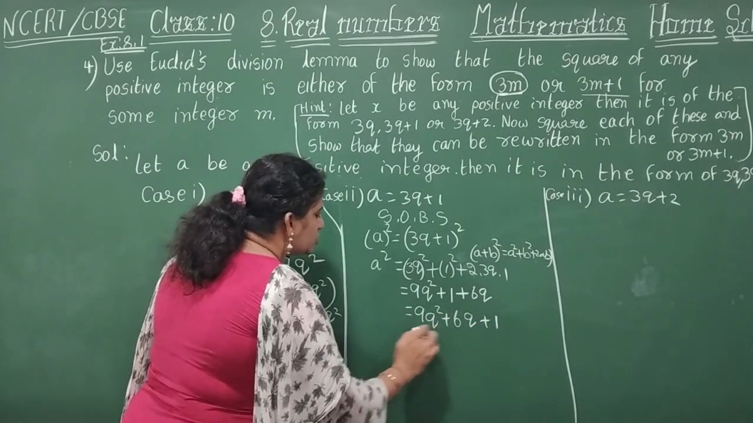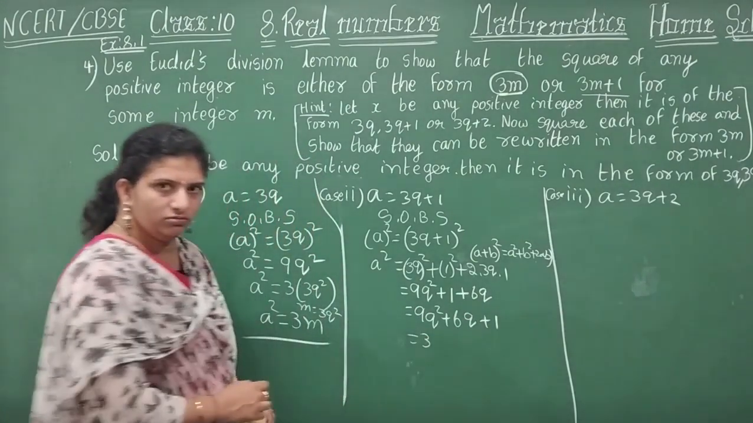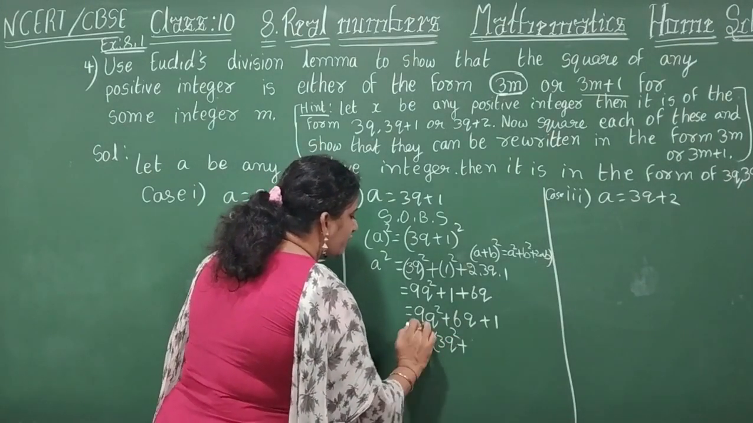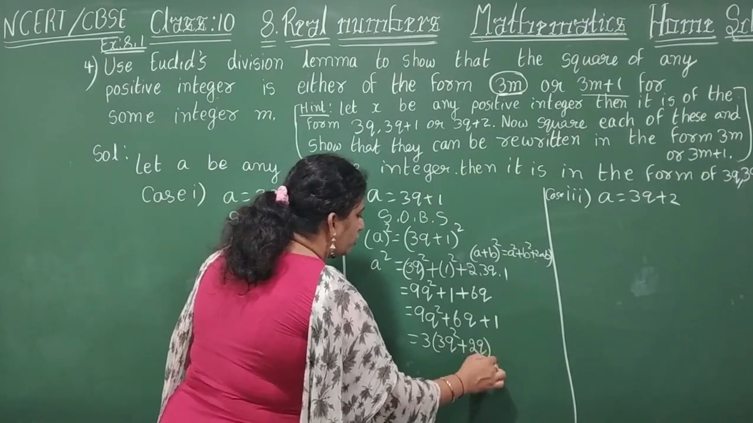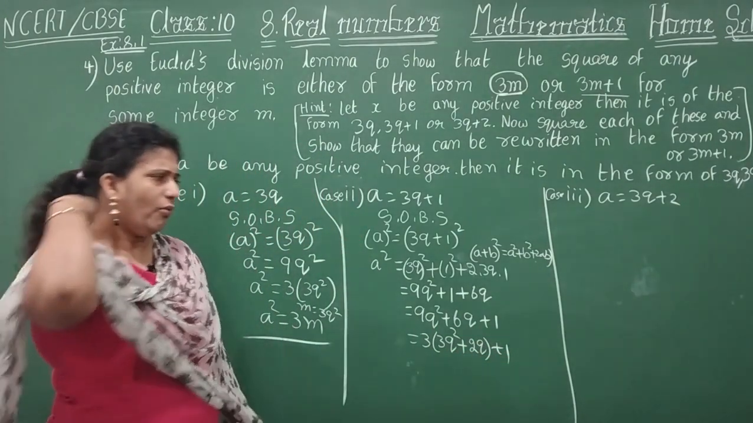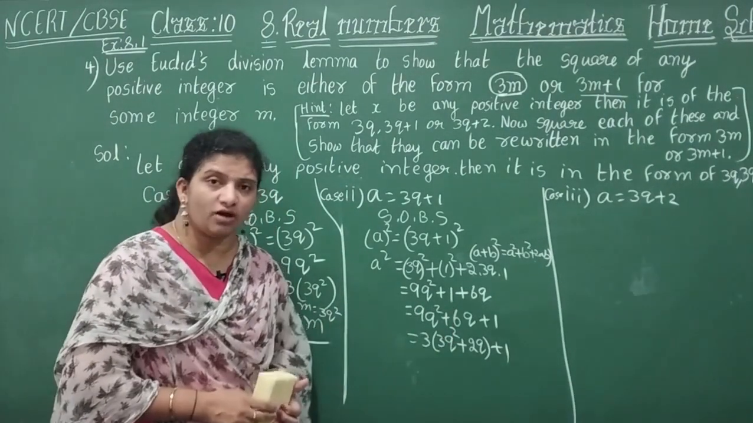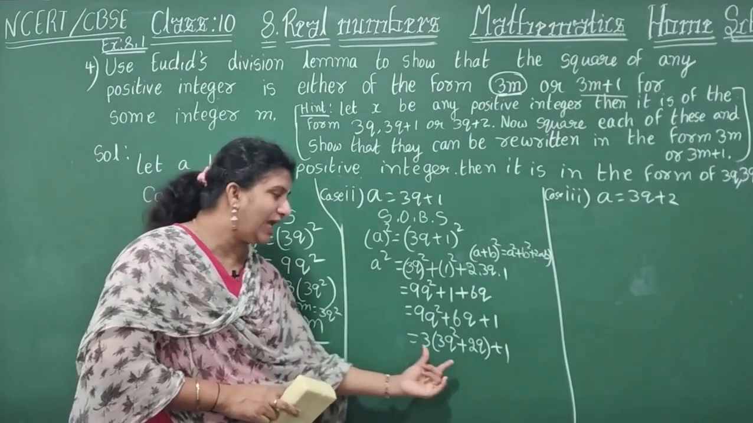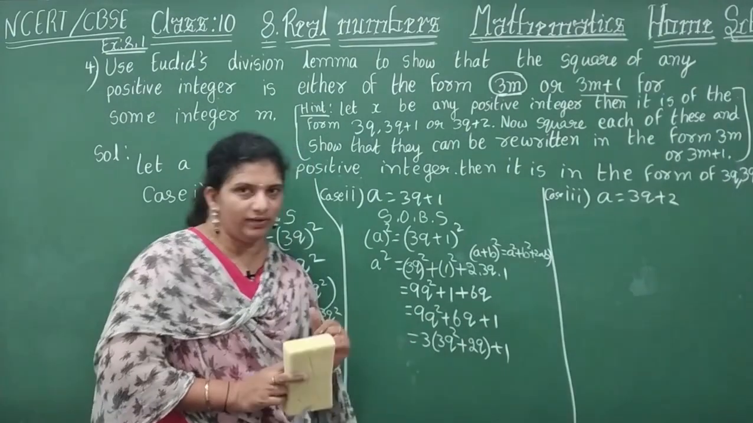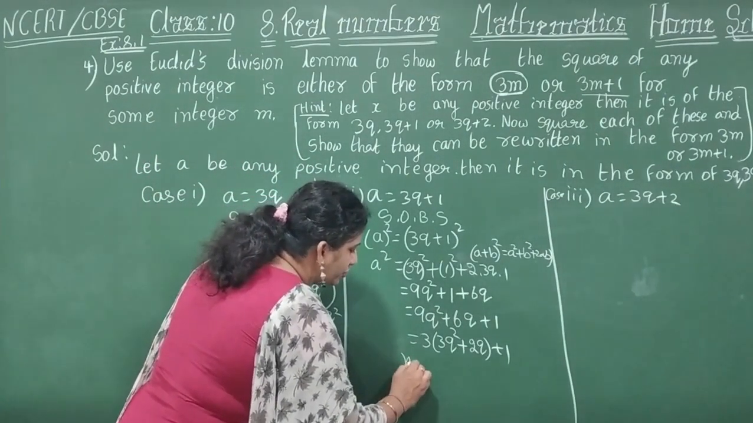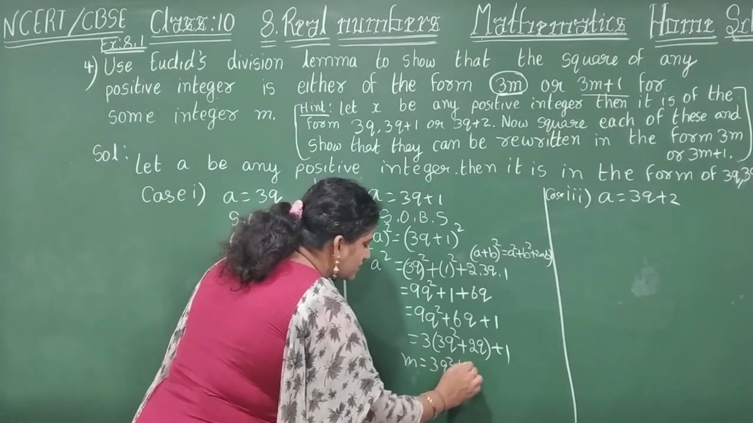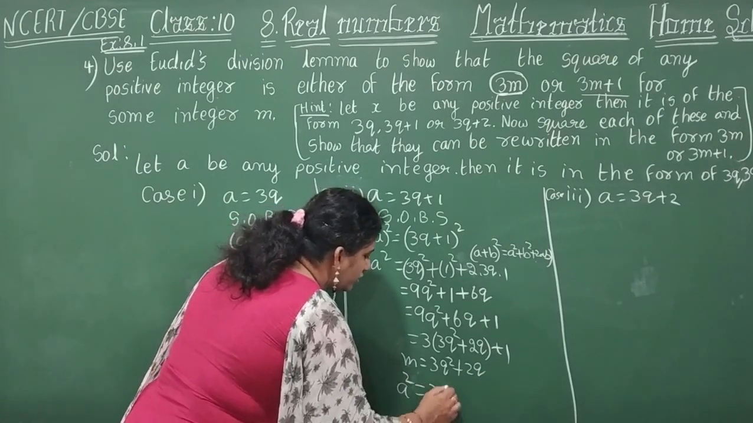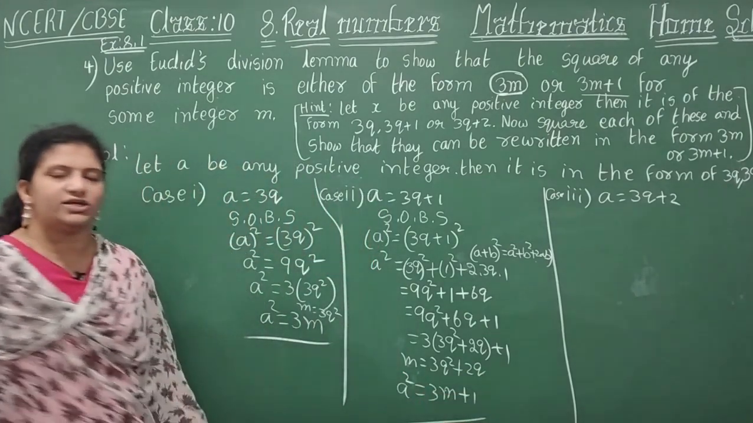So now in these two, 3 is common. Yes or no? 3 is common. 3q square plus 3 2s are 6, 2q, plus 1. So why did I take only these two terms common, children? In order to convert my square of a positive integer into the form of 3m plus 1. So now if I assume m is equal to 3q square plus 2q here, then what you are going to get here? A square is equal to 3m plus 1. This is your second case.